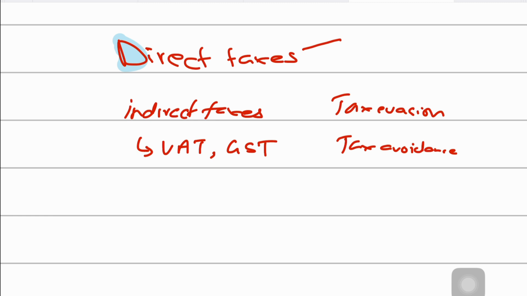right? But the problem with indirect taxes is that they are regressive in nature, meaning that they impact low-income individuals disproportionately. What do I mean by that? It means the burden of tax falls more on the poor than the rich. That is, the burden of tax falls more on the low-income groups than the upper-income groups. That creates inequality and inequity of incomes in society.